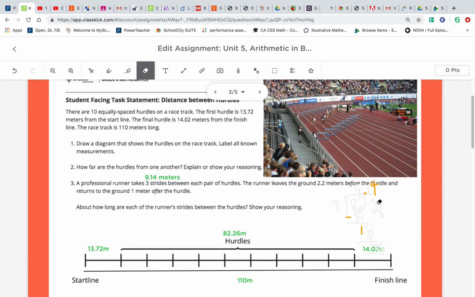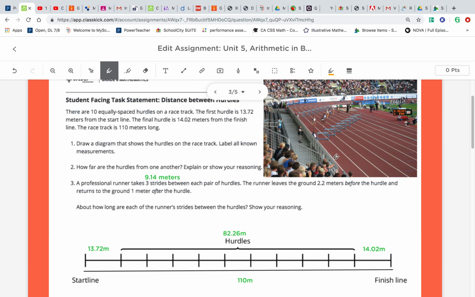And then for number 3, we have a professional runner. Takes 3 strides between each pair of hurdles. Okay, the runner leaves the ground 2.2 meters before the hurdle. So, they're coming up on the hurdle and they're going to jump before the hurdle, right? Otherwise, they're going to run into the hurdle and knock it over, and it's going to be rough for them. So they jump 2.2 meters before, and they return to the ground 1 meter after. Right? They're clearing the hurdle, so they come down in front of it after they've jumped.